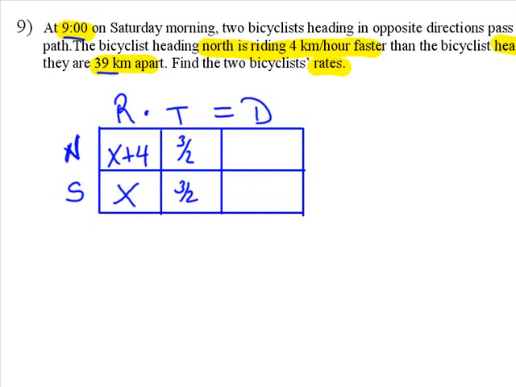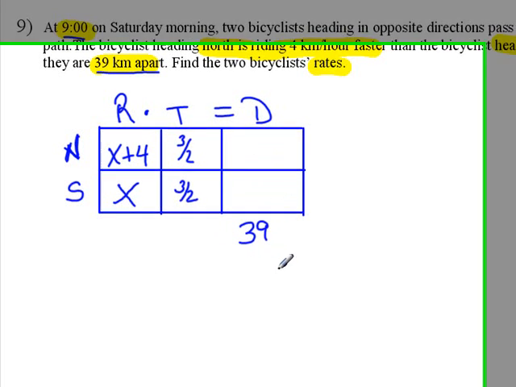Oh, let's pick this up first. They're 39 apart. That's a total distance between them. So any totals that I get out of this information always go on the bottom of my table, because northbound didn't do 39 by himself. Southbound didn't do 39 miles by himself either. So it's a total. They did this together. So that always goes on the bottom.